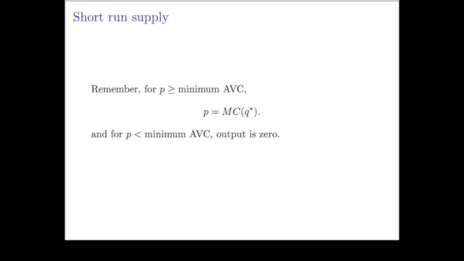So now we're in good shape to start to define exactly what the supply curve should be. So remember, whenever the price is greater than the lowest average variable cost, the firm wants to pick the quantity, Q star, where the marginal cost is exactly equal to the price. And at any price lower than the lowest average variable cost, they want to pick 0. That's your supply curve.